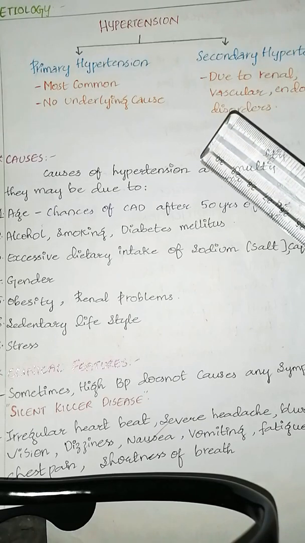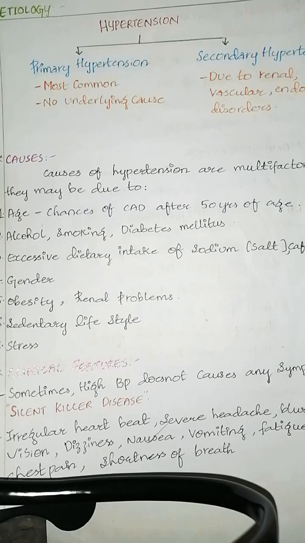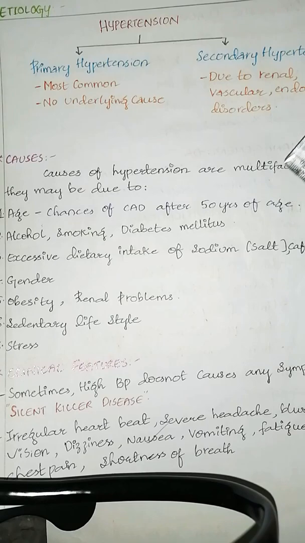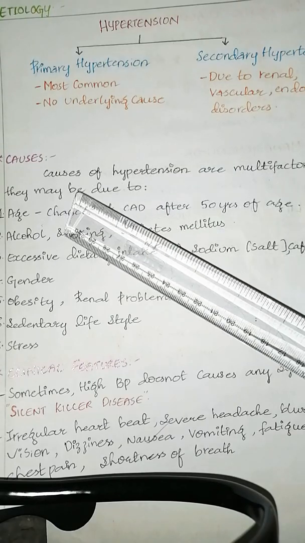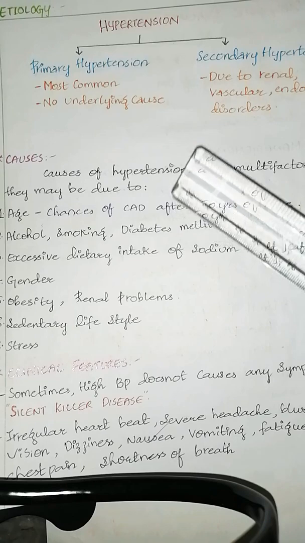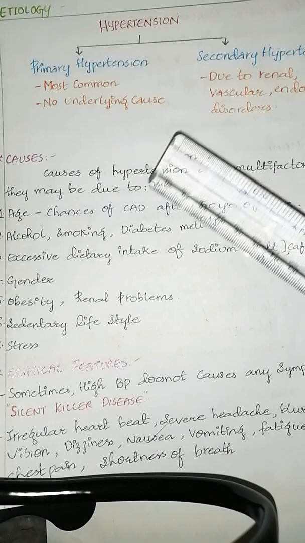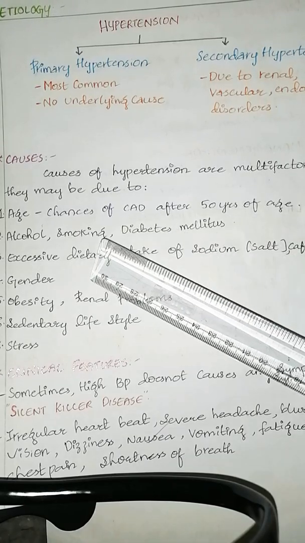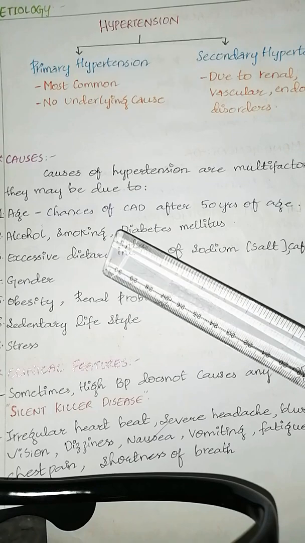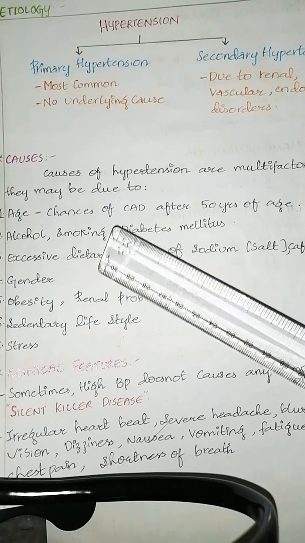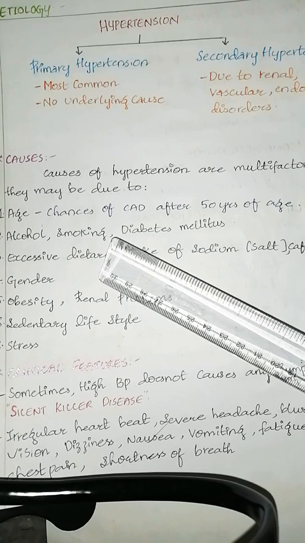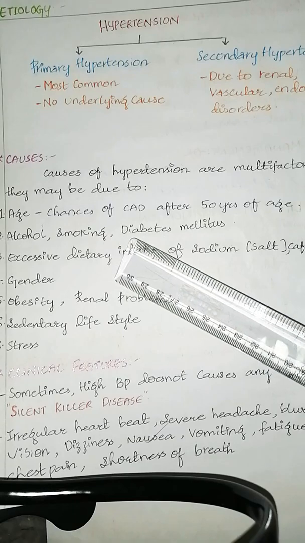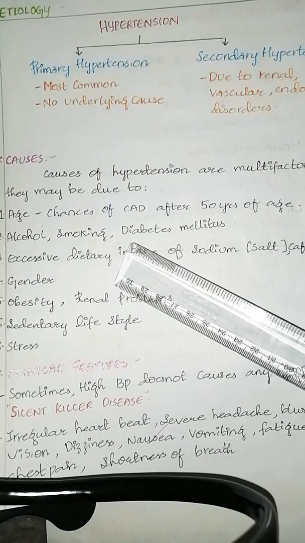Next, coming to the causes. Causes of hypertension are multifactorial. They may be due to age, with chances of coronary artery disease after 50 years of age, alcohol consumption, smoking, diabetes mellitus, and excessive dietary intake of sodium and caffeine. Gender: males are more likely to be affected than females before 50 years of age, but after 50 years of age, females are more likely to be affected than males because of menopause.